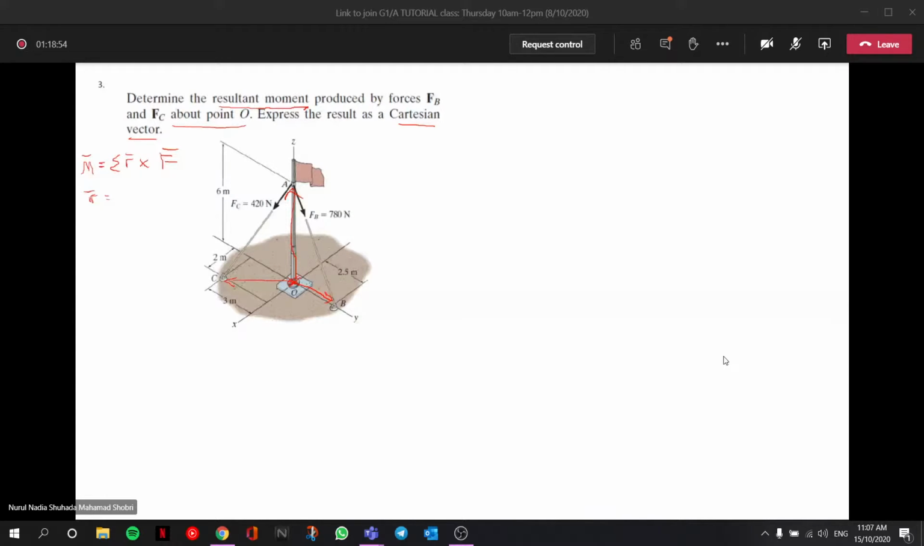And then you have to find the F vector. Since we have two different forces, you have to find a vector for FC and also a vector for FB. So you try to do it on your own.